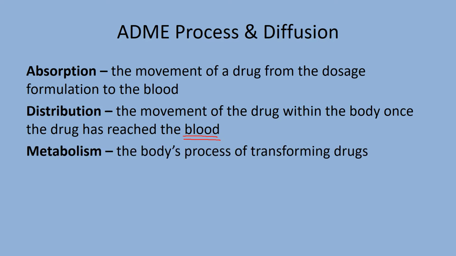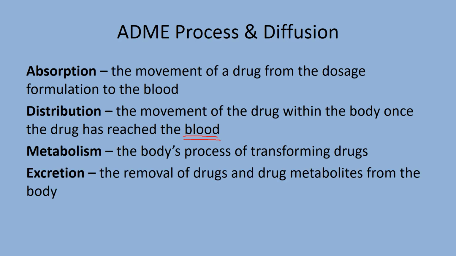Metabolism will usually occur in the liver. That's our metabolic center. Tons and tons of enzymes will break down these drug compounds into their breakdown products. Those breakdown products are referred to as metabolites. And then excretion. The main organ of excretion is the kidneys: the liver changes the drug and puts it into the blood, and then the kidneys will filter out the blood.